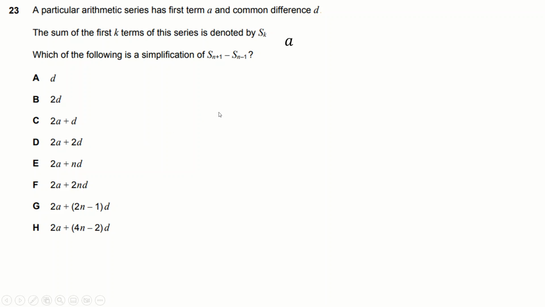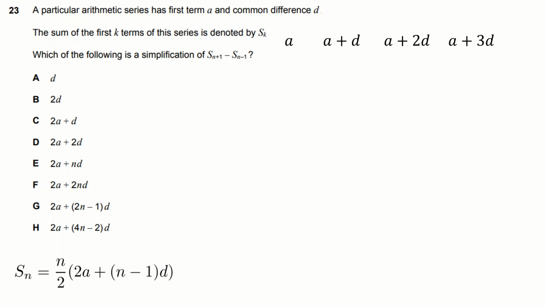Question number 23. So you've got an arithmetic sequence. So it starts A, then it goes A plus D, then A plus 2D, then A plus 3D, and so on. Hopefully you know this formula, which is the formula for summing up the first n terms of an arithmetic series, where this is the first term, this is the difference, this is the number of terms. So let's just substitute n plus 1 into here, and we get this.